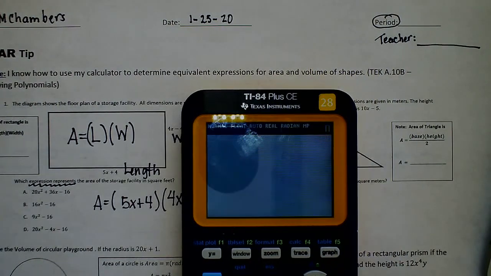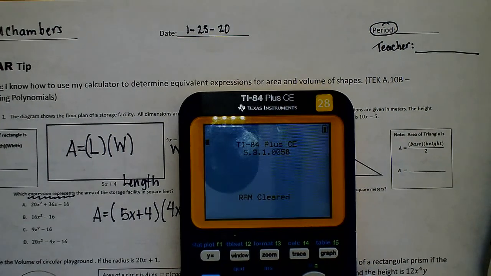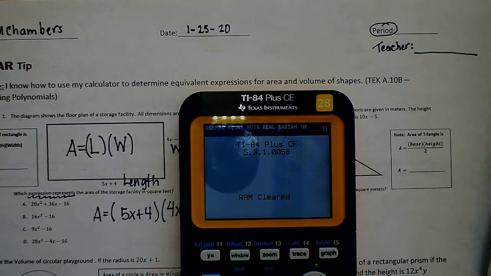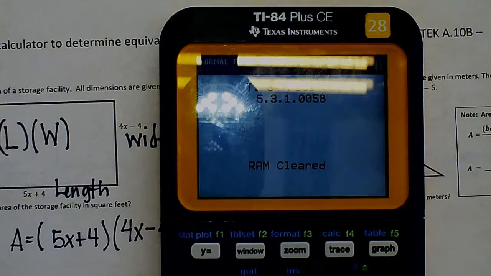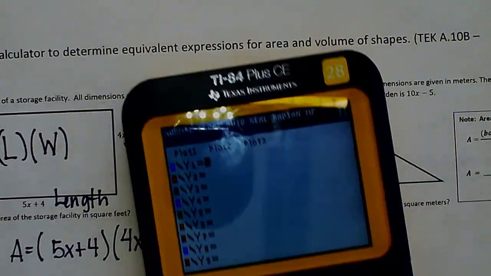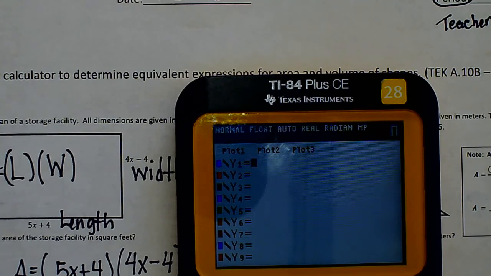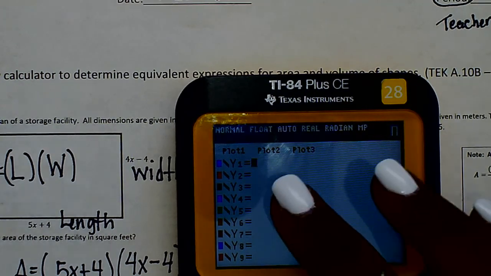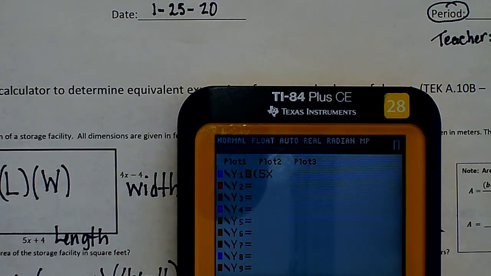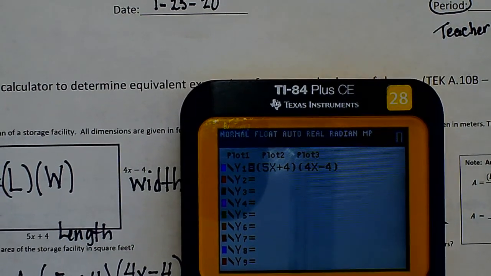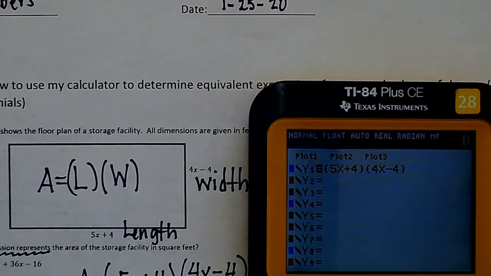and make sure it's reset by pressing second, plus, 7, 1, 2. Reset your calculator. Now, after you reset it, you want to press y equals because we want to compare these expressions. The best place to compare the expressions is in your y equals button. So we got 5x plus 4 times 4x minus 4, similar to what we did last week when we took notes.